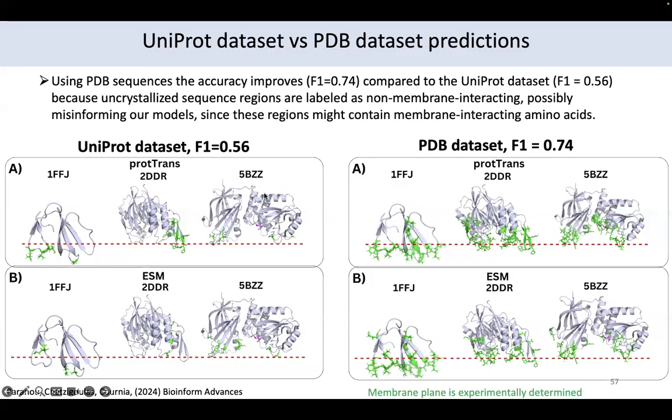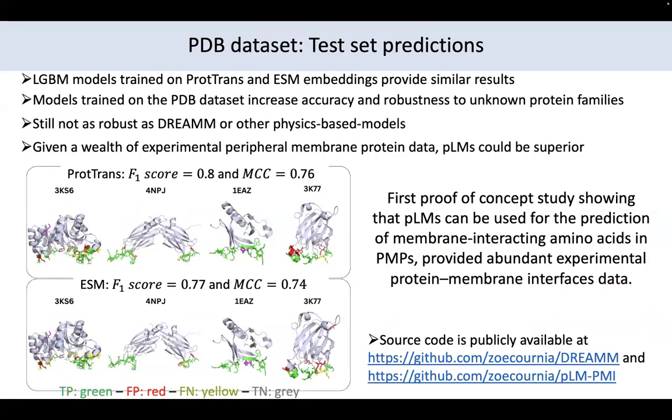So basically this failed. However, when providing only sequences that were crystallized, then we increased the prediction by a lot. And we showed that the algorithm could indeed provide the protein membrane interface in seconds instead of hours.